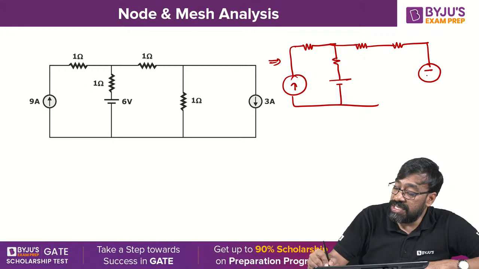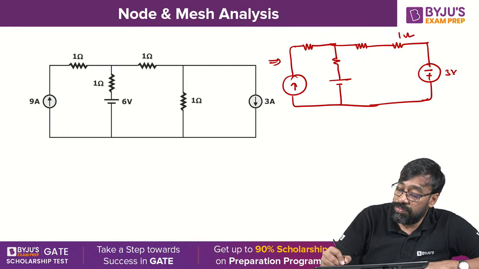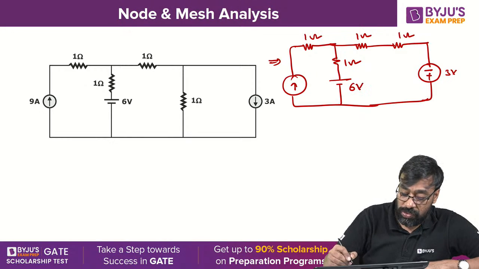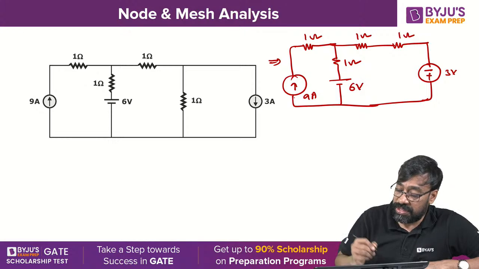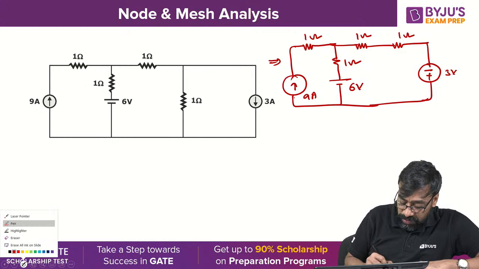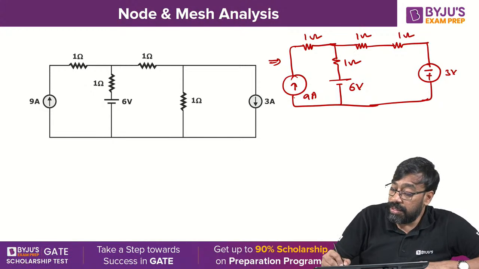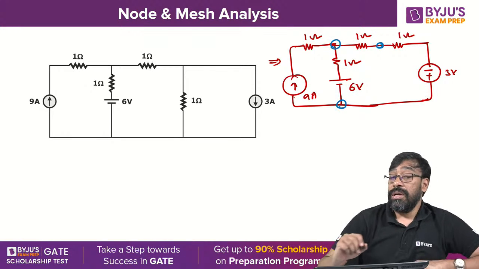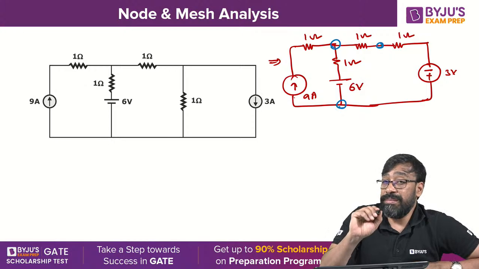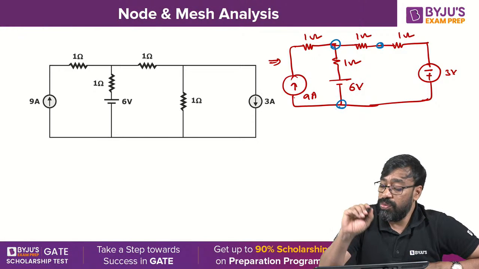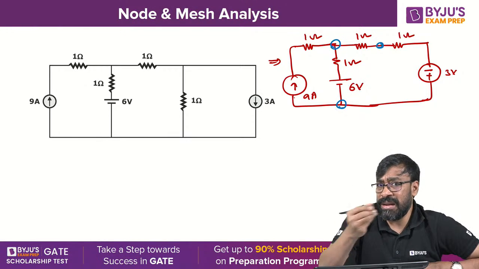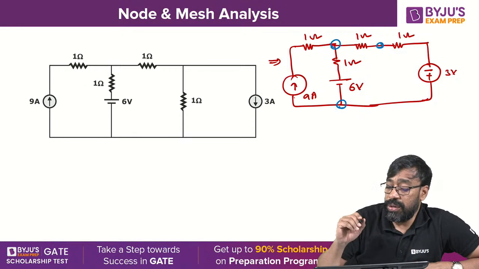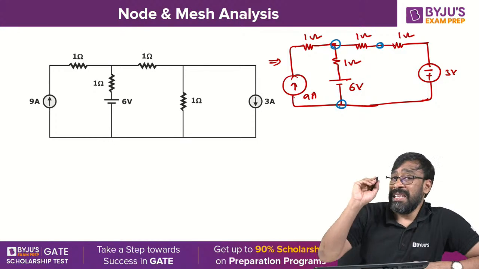Three into 1, plus 3 volts. This is 1 ohm, 1 ohm, 1 ohm, 6 volts, 1 ohm, 9 amperes. Is it clear? How many equations are required? This is 1, this is 2. Don't put a node variable here because the degree is 2. To put a variable, the degree must be minimum 3. You want to take a variable, you can, but unnecessarily you are increasing the number of equations. You can create the variable only when the degree is 3.